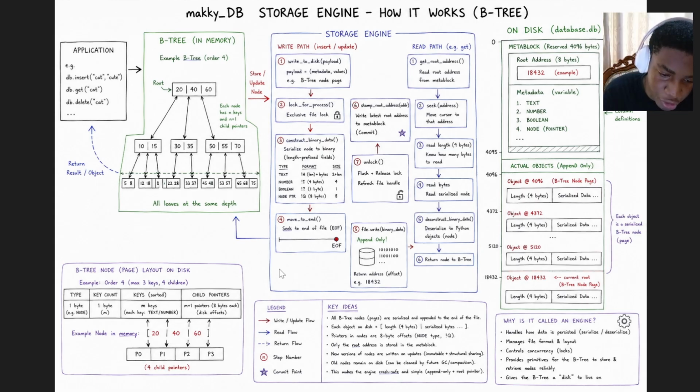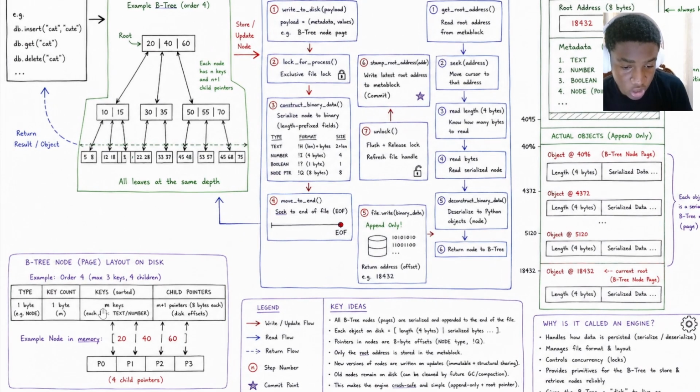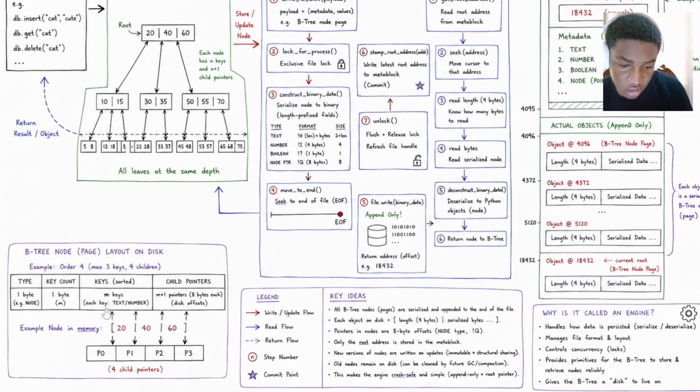And this is how the B-tree node actually looks. Here you have a type, which says whether it is a node, text, number, or boolean, which is 1 byte. Then the key count, which will only take 1 byte, and the keys, which are whether text or numbers, and n plus 1 node pointers, which will read 8 bytes.